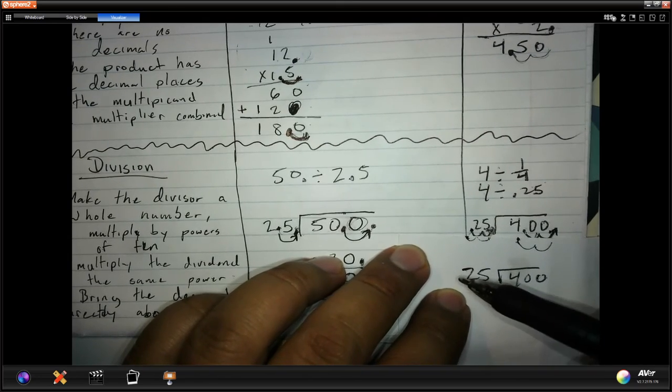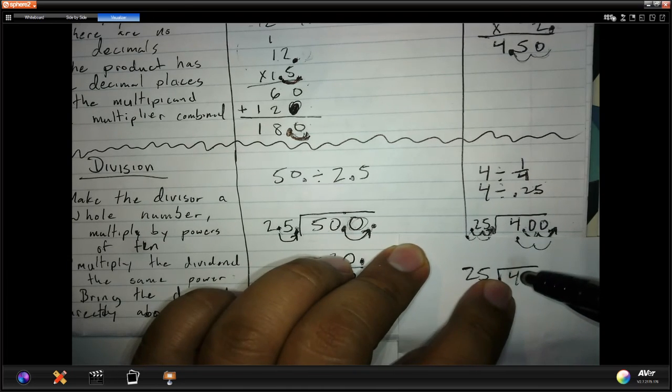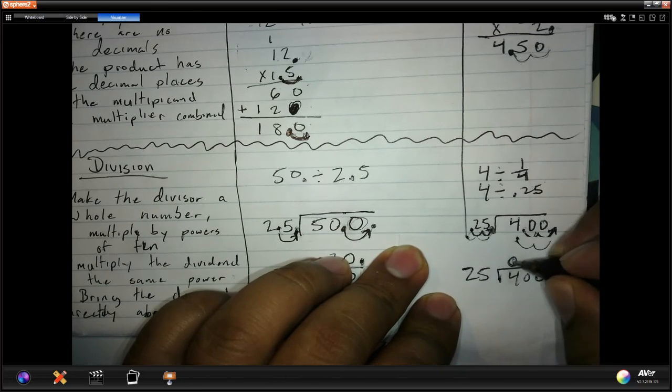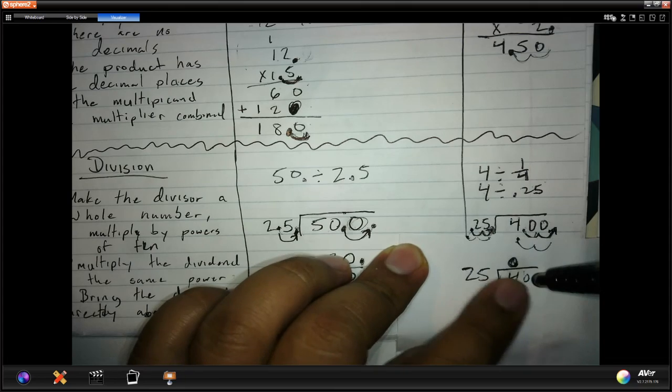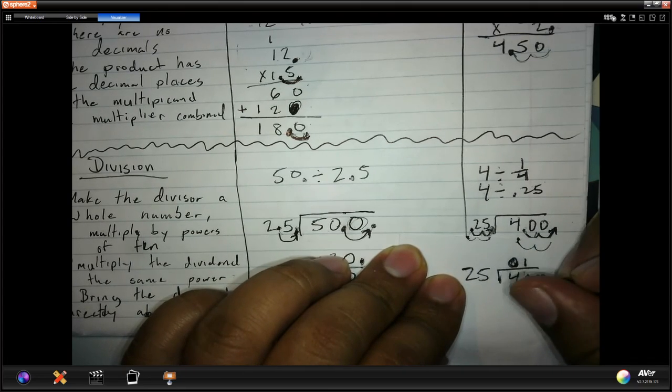So 25, can I put 25 into 4? Can I make groups of 25 out of that 4? No, 4 is too small, so I can't do anything there. So I'm going to put a 0. All right, so now I'm going to go over one more place value. So now I have 40. How many 25s can I put into 40? Well, just one. Only one of my 25s fits in there.